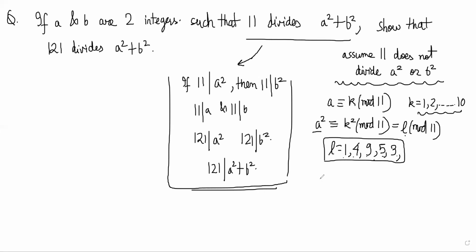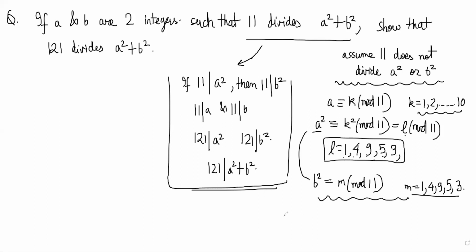So similarly, B square, in the same manner, B square will be M mod 11, which will also be 1, 4, 9, 5, 3 only, right? Correct, because there is no difference between A and B. The same thing will work for B square also. Now, A square plus B square will be L plus M mod 11, right? And let's see what it is coming to.